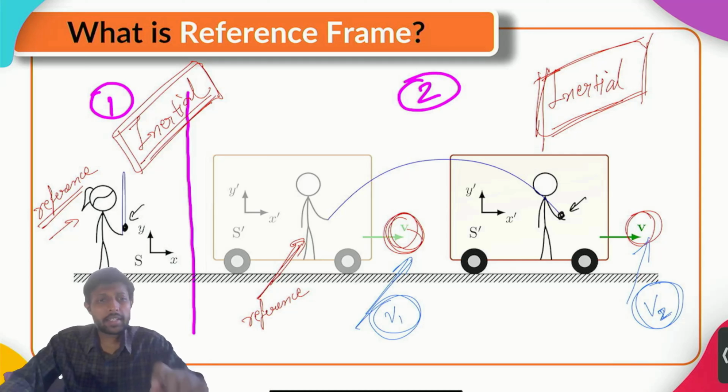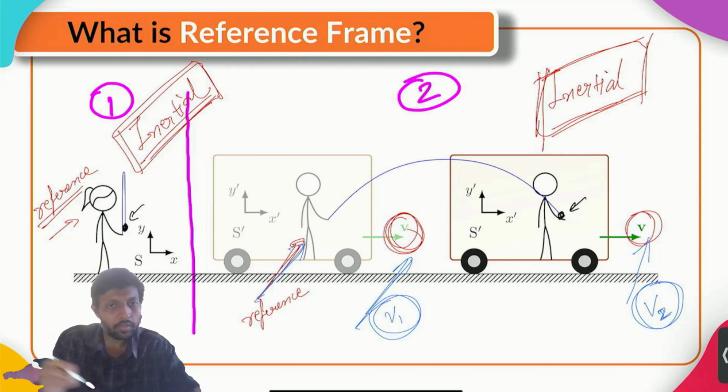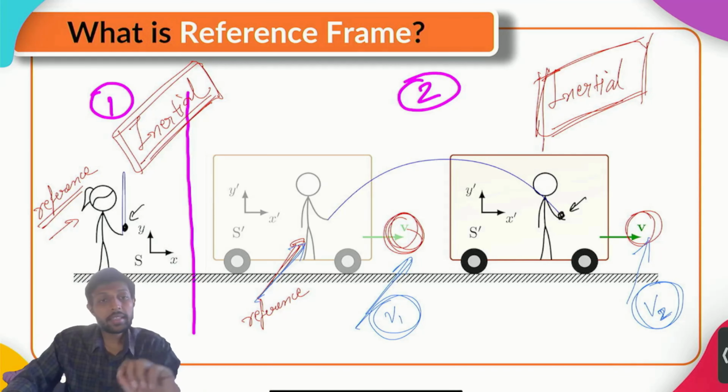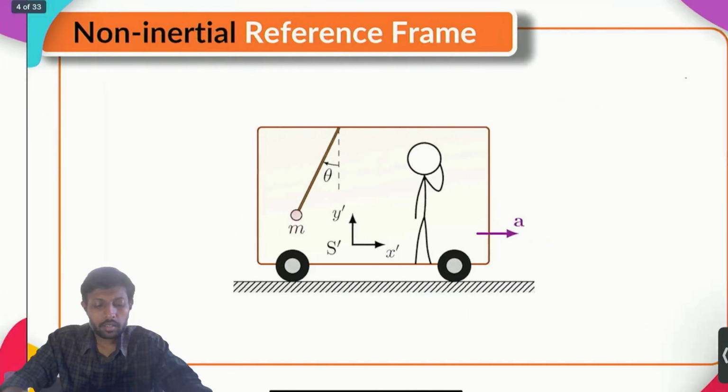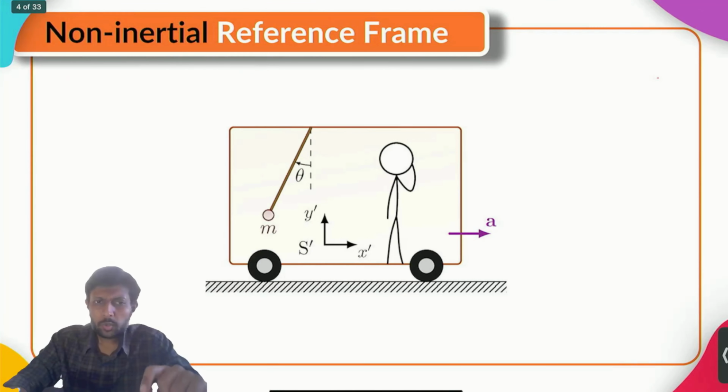So if we had a scenario where these two velocities were different, that means there is either an acceleration or a deceleration of the boy or the vehicle. In that case, such a frame of reference would have been a non-inertial frame of reference. Let's look into what is a non-inertial frame of reference.